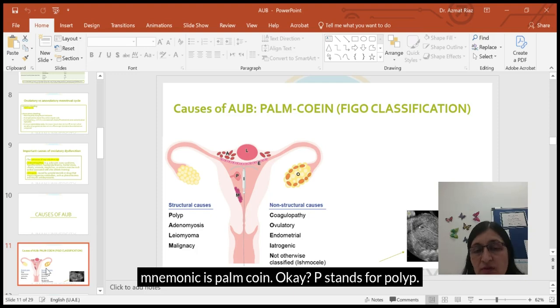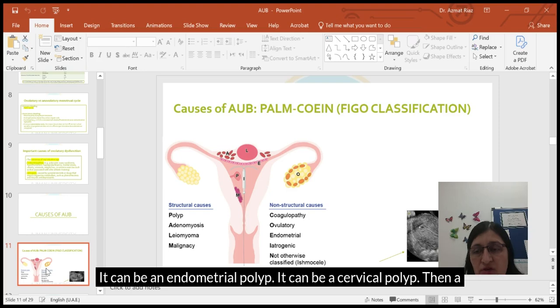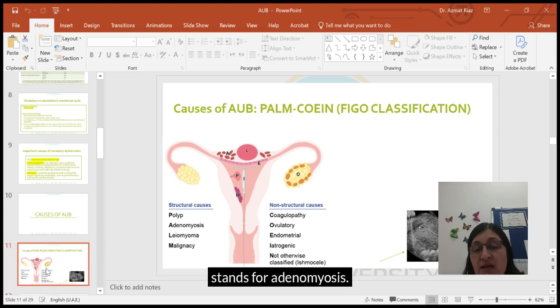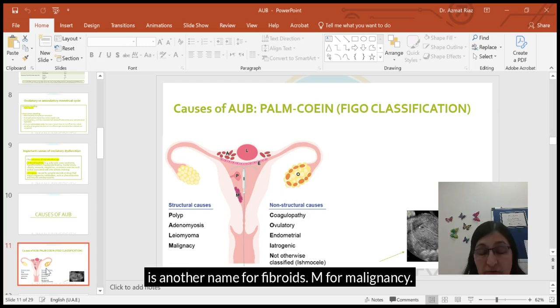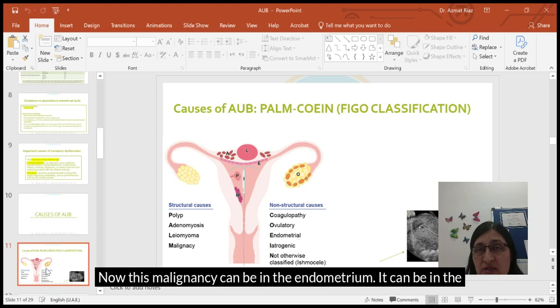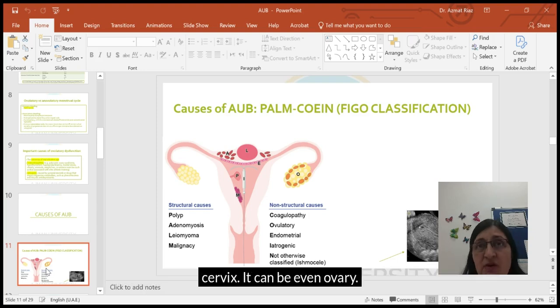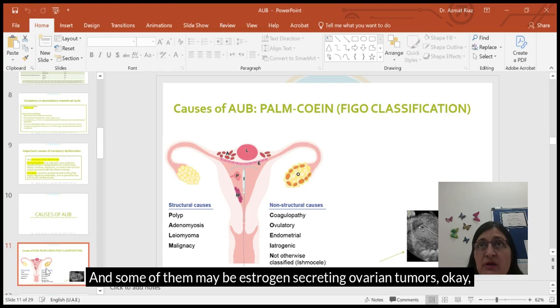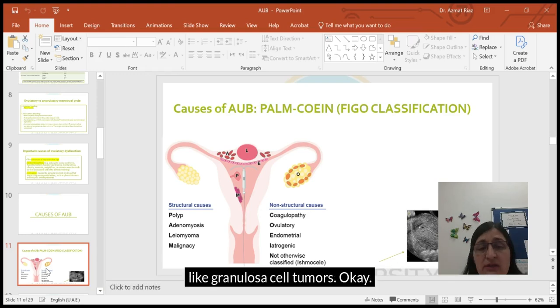Okay, P stands for polyp. It can be an endometrial polyp, it can be a cervical polyp. Then A stands for adenomyosis. L stands for leiomyoma, which is another name for fibroids. M for malignancy. Now, this malignancy can be in the endometrium, it can be in the cervix, it can be even the ovary. Okay, because in the ovaries there are different types of cysts, right? And some of them may be estrogen secreting ovarian tumors, okay, like granulosa cell tumors.